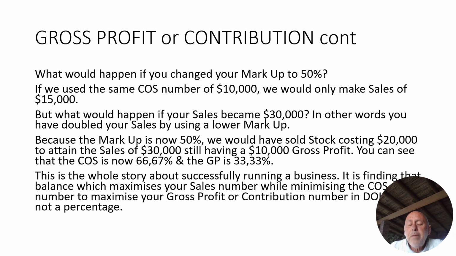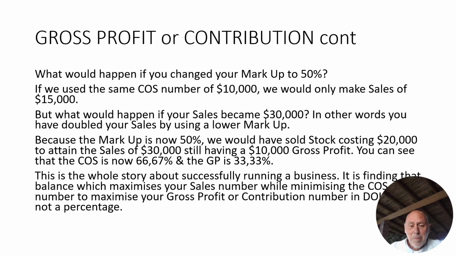But what would happen if your sales became $30,000? In other words, you've doubled your sales, the $30,000 being double the $15,000, by using a lower markup. Because the markup is now 50%, we would have sold stock costing $20,000 to attain the sales of $30,000. So $20,000 plus 50%, which is $10,000, gives us the sales of $30,000. So we're still having the $10,000 gross profit that we got with a much lower sales number using 100% markup.